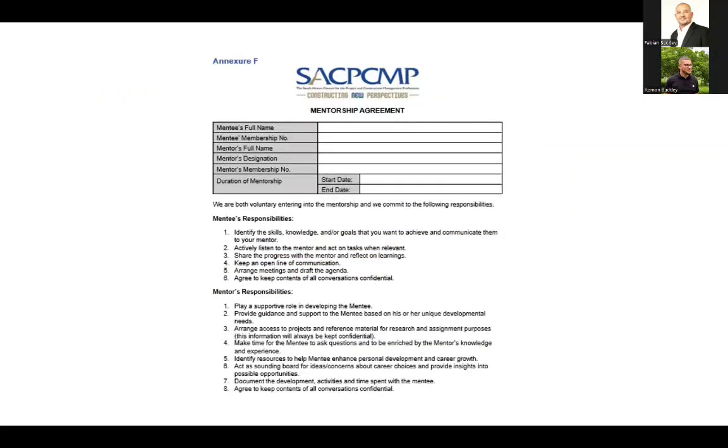All right, then Annexure F, this is the mentorship agreement. This is just a summary. I didn't obviously include the whole entire document because it's quite lengthy. This document will obviously be available to you as well.